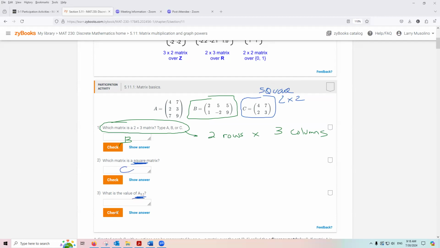What is the value of A sub 3, 2? What they mean by this is what number in the matrix is sitting in row 3, column 2. And of course, they mean matrix A. So let's go to matrix A. Here it is. We have to go to row 3. Here's row 3. Column 2. Here's column 2. And it looks like the number sitting in that position is 9. So the answer to this one is 9. All right, so that's the basics of the notation used for matrices.